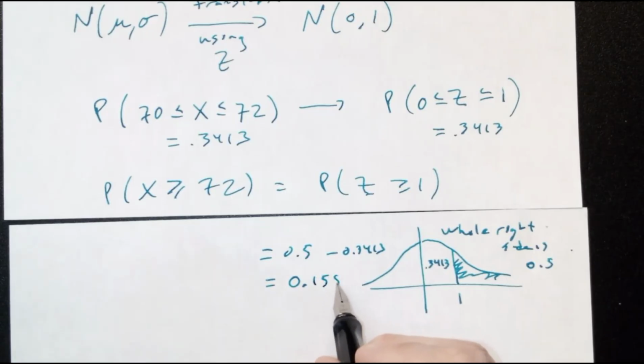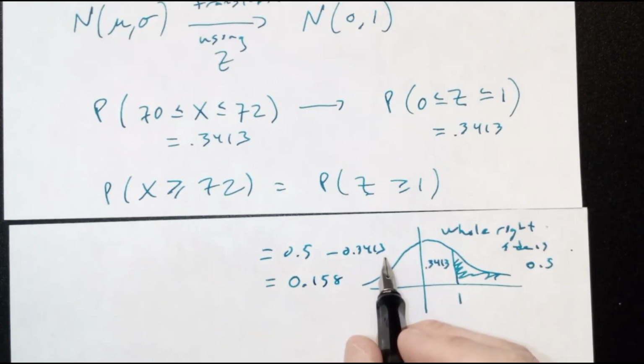0.1586. Did you not use 3 here? If I do 3413, I should get 1587. We're using... I didn't round the last. Okay. That's all. Yeah, which means you looked it up in a different way rather than using my table, right? I did say I could do this in a bunch of different ways.